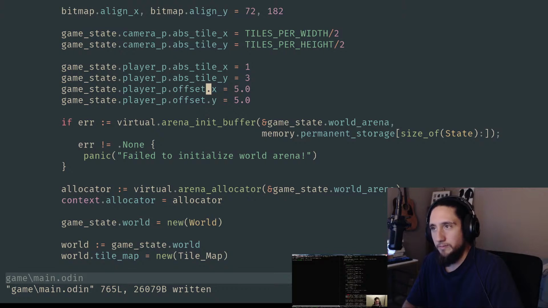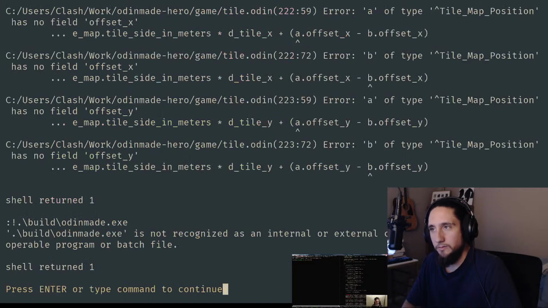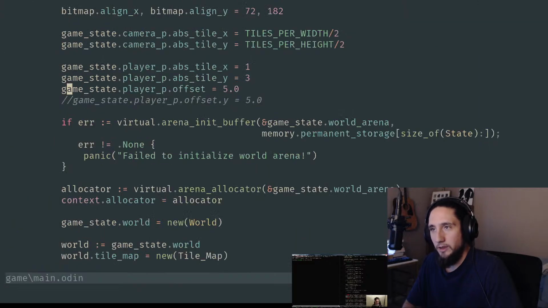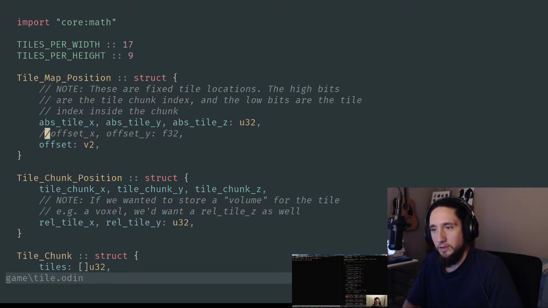Here, actually, could I do this? Could I assign the player's offset, the initial offset, with just like one assignment to 5? So this will set the X and Y fields on the offset to 5, is what this seems to be indicating to me, because I'm not getting an error. So that's pretty neat. And then we have a bunch of stuff to change in tile.